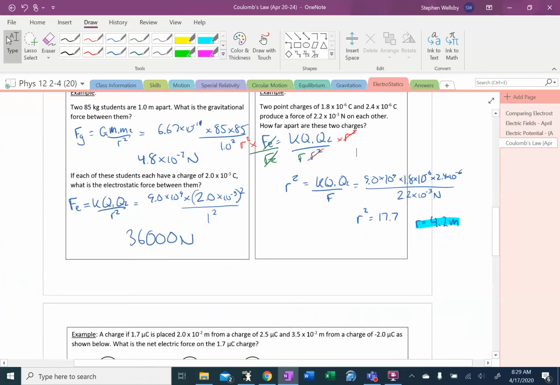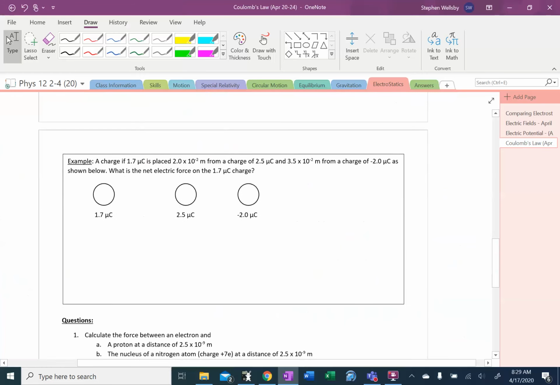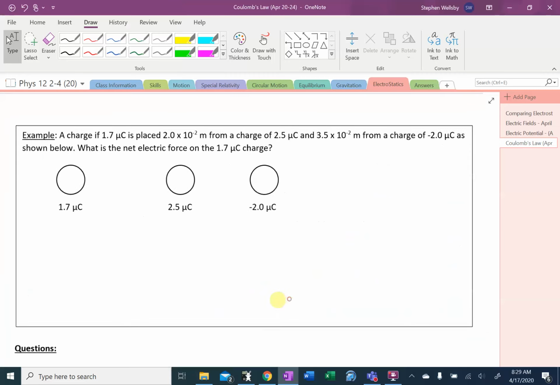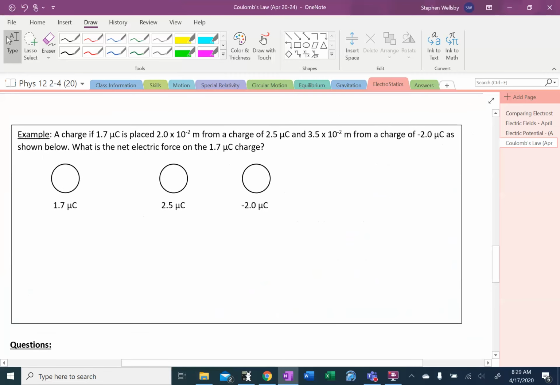Okay, so what about this one here? So we're getting a little bit more complicated. Now we've got three different charges. So charge number one is this 1.7 microcoulomb charge. Now I left it as microcoulombs because I really want you to start to, you're going to see these units the rest of your scientific career if you go into any sciences in university at all. They're going to be using these standard units here.